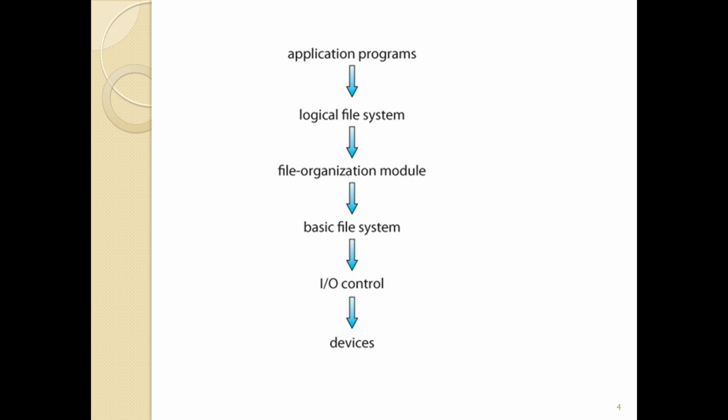Next, we have the logical file system, which deals with all of the metadata associated with the file: the UID, the GID, the mode, dates, etc. That is, everything about the file except the data itself. This level manages the directory structure and the mapping of file names to file control blocks, or FCBs, which contain all of the metadata as well as block number information for finding the data on the disk.